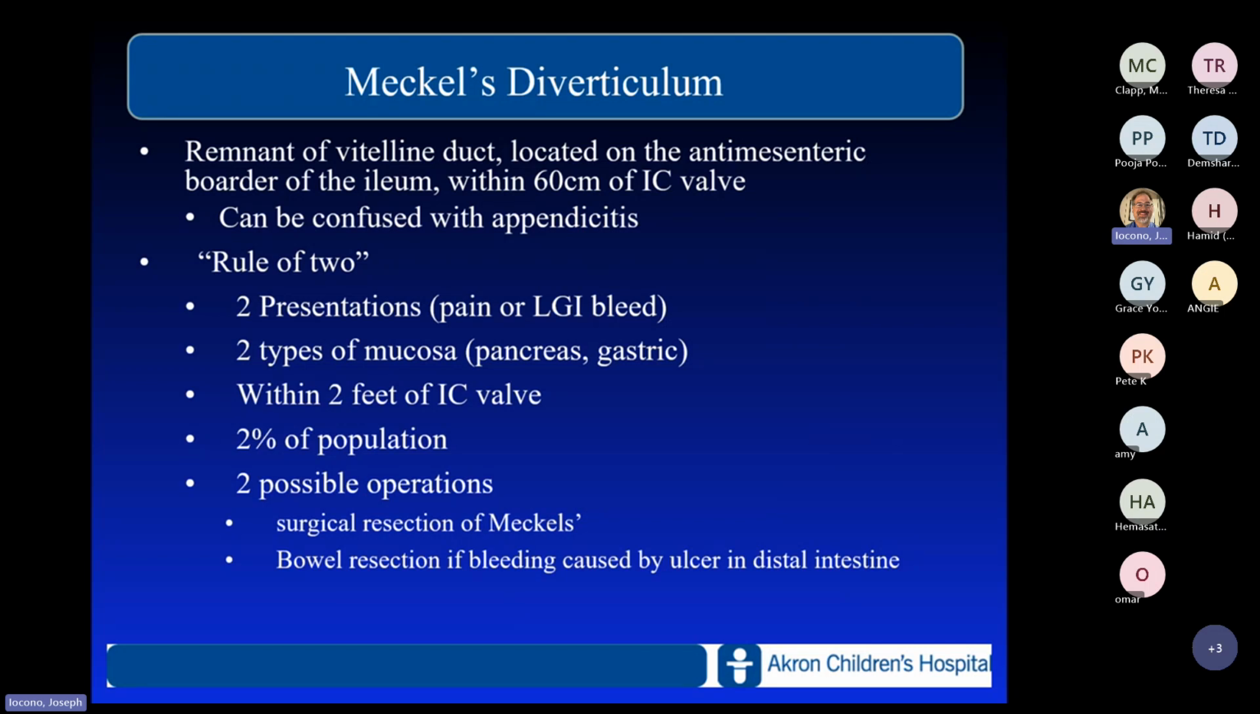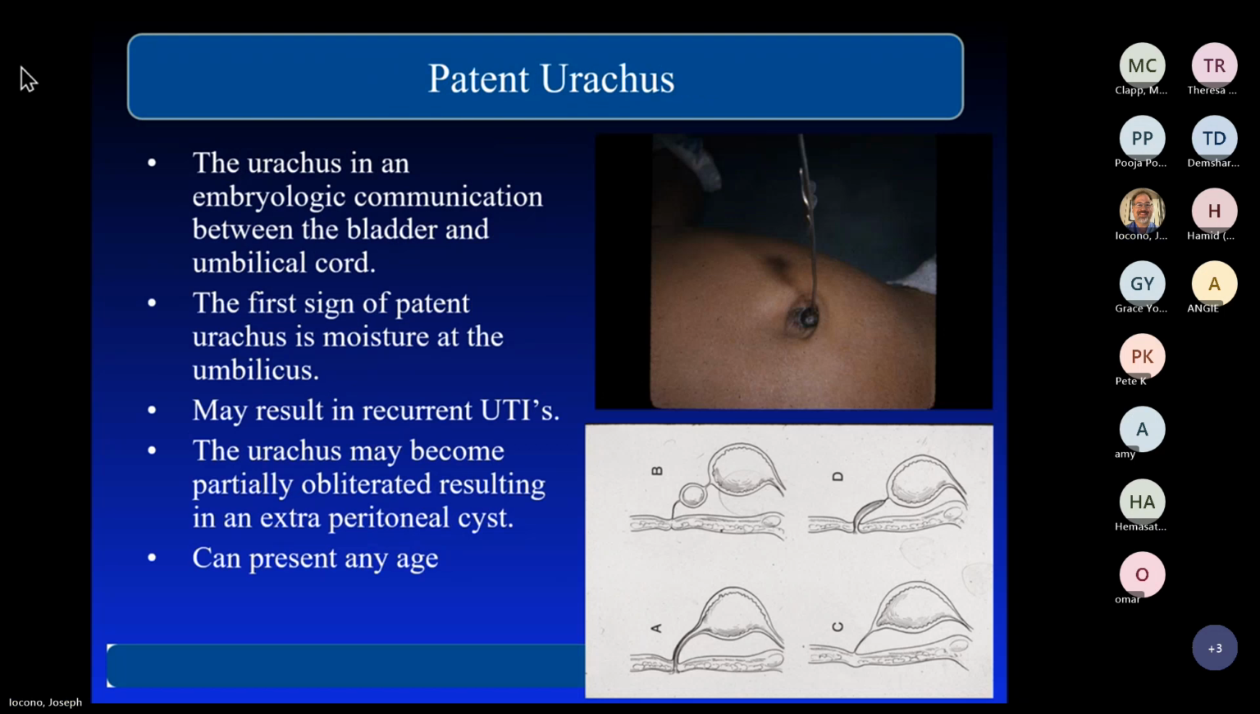They're usually within 2 feet of the ileocecal valve. 2% of the population, 2 times more common in males. The two possible operations are you either do just a resection of the Meckel's or you do a bowel resection. The bleeding is caused by an ulcer in the distal intestine that has some inflammation, so you need to remove the ulcer. So you have to remove the distal bowel.